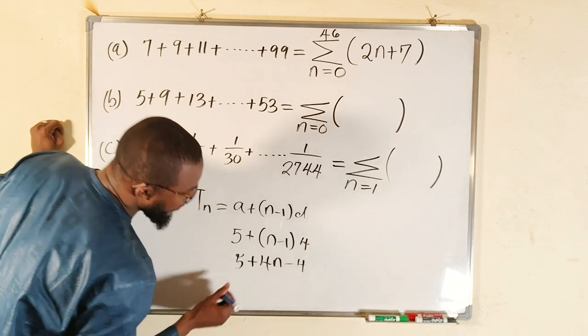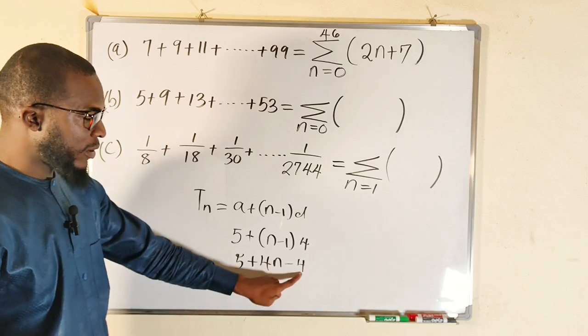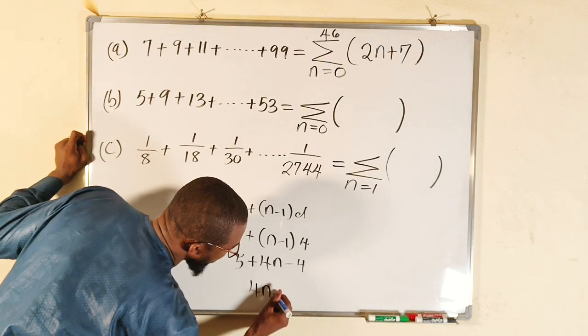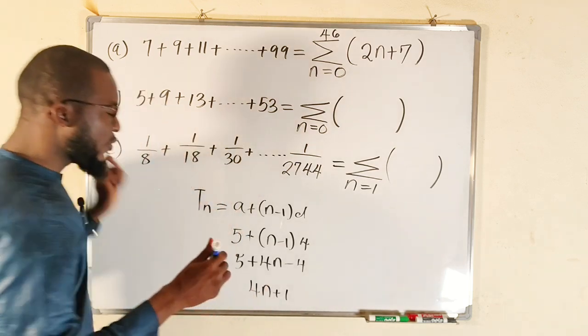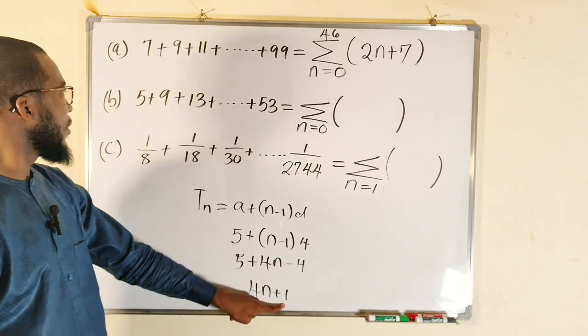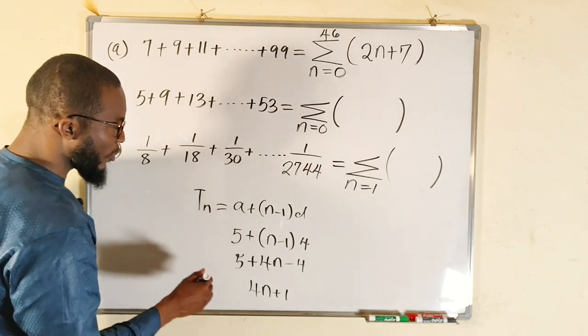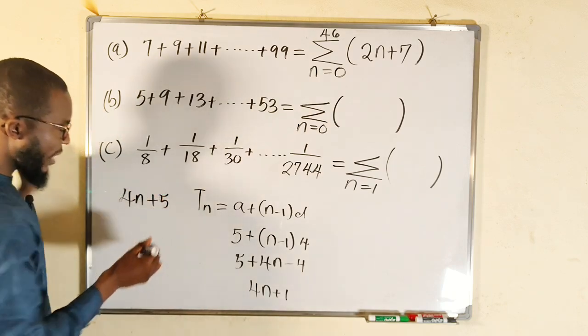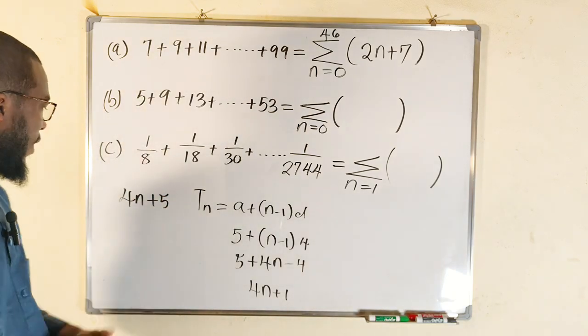We have plus 5 here. 5 minus 4 is 1. So we have 4n plus 1. So this is what we have. But let's see. When we plug in 0 here, we have 1. But our number is 5. So we can confidently change this to 4n plus 5 and test to see whether it works.